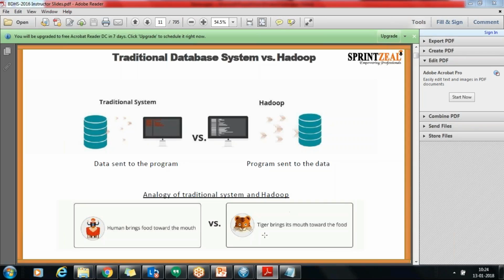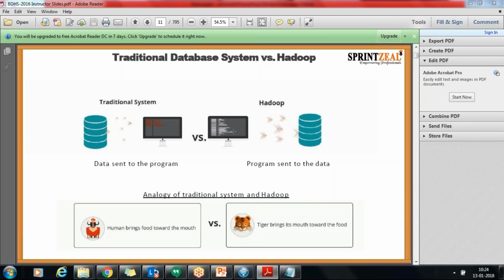On the other hand, let's say a tiger. A tiger's food intake will be much higher than a human's, right? The tiger has to bring its mouth towards the food because it has to eat a lot of food. So similarly, if we have to process a lot of data, terabytes of data, I cannot bring terabytes of data to some application server, right? It's never going to work. You cannot bring 100 terabytes to some application server.